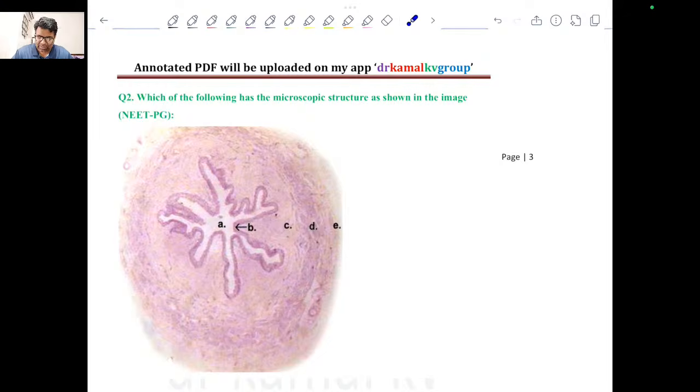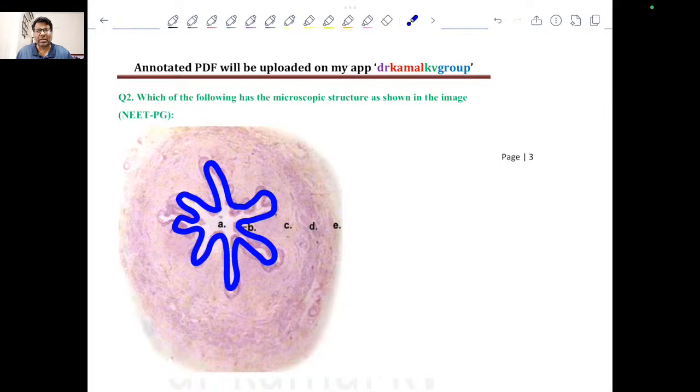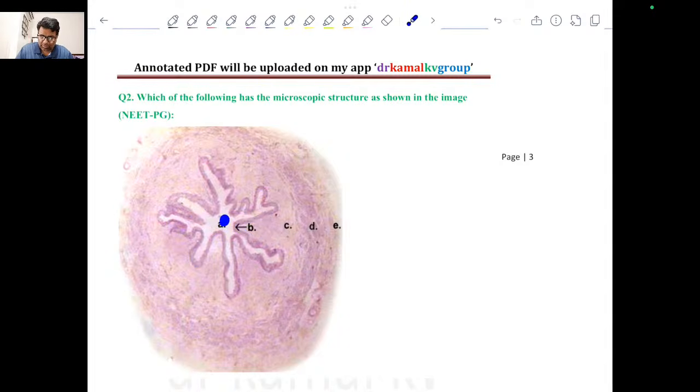So now if you have this kind of image, what you can see here is obviously a lumen, something like this. So there is a lumen. Okay, so it means it is a tubular structure, number one. So what we can see, there is a lumen which is somewhat star shaped, or we call it stellate shaped.